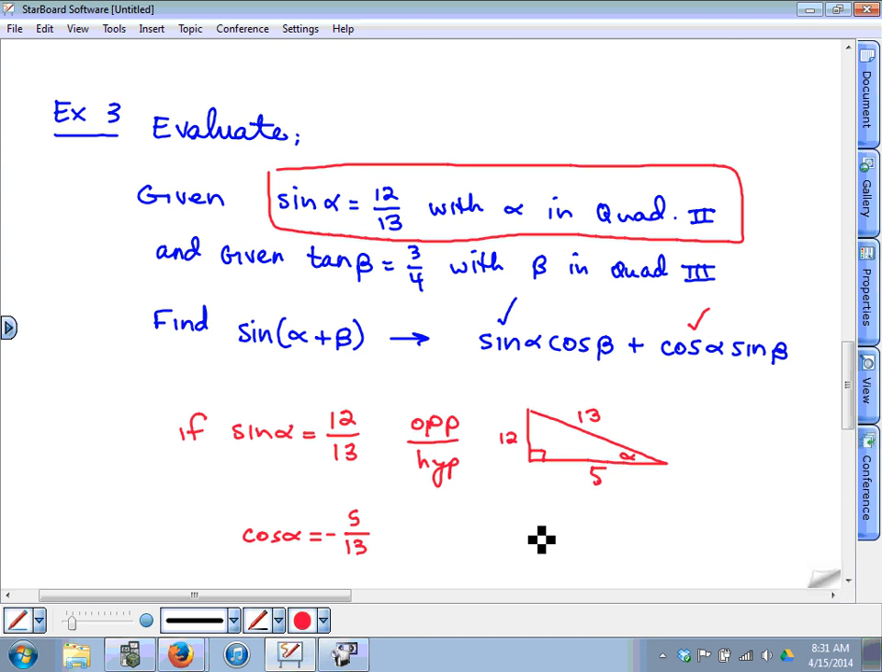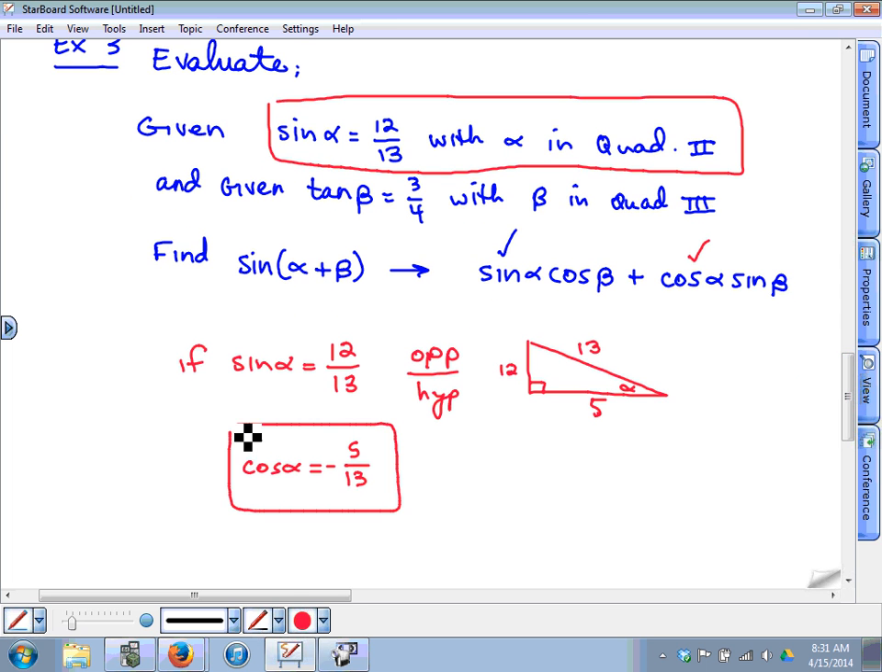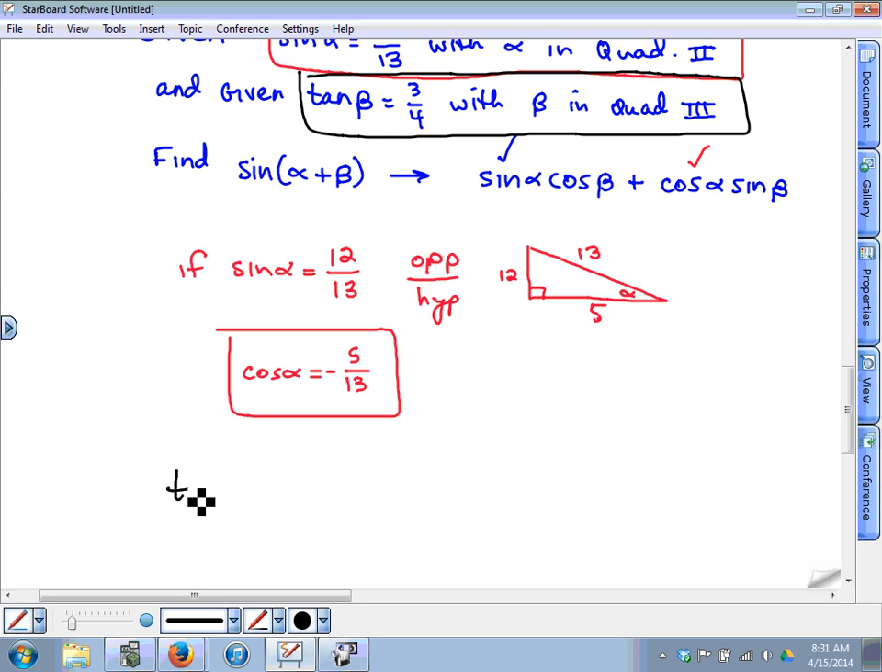So now we know cosine of alpha. We're getting there. Let's use the other piece of information, the tangent of beta. Do the same thing. If the tangent of beta is equal to 3/4, what's the definition of tangent on a right triangle? Opposite over adjacent. So do the same thing. Draw a right triangle and just put beta in one of the angles.